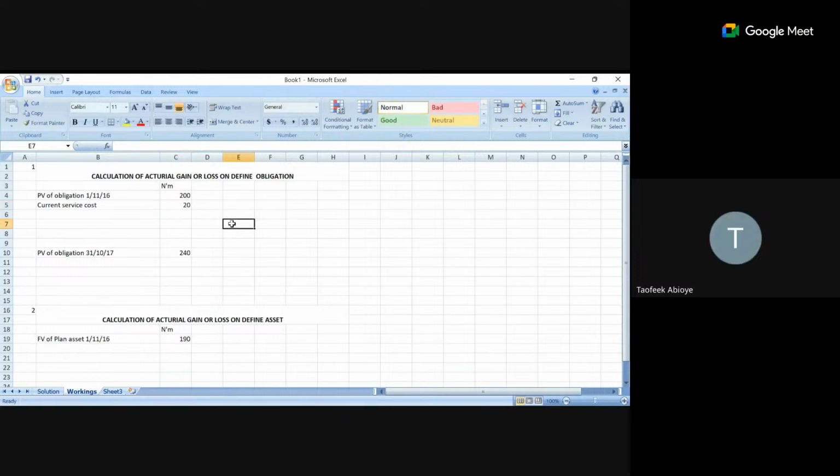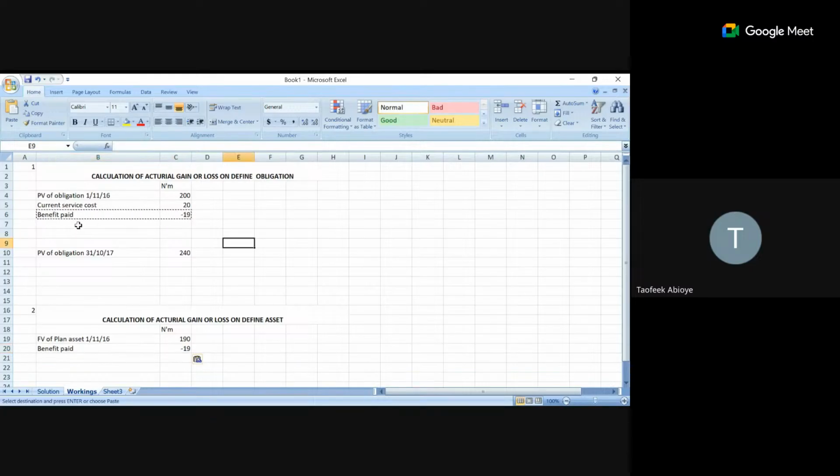Okay. Then the next item, pension benefits paid. It is called benefits paid. 19. So this will affect both your assets and your liability. What are we going to do? We will copy and paste. It will affect both of them. Please don't let us forget.